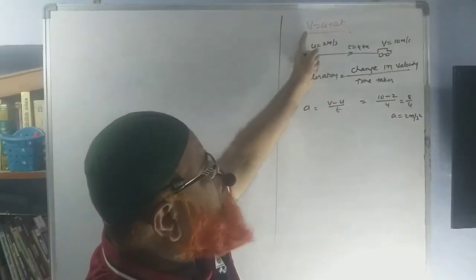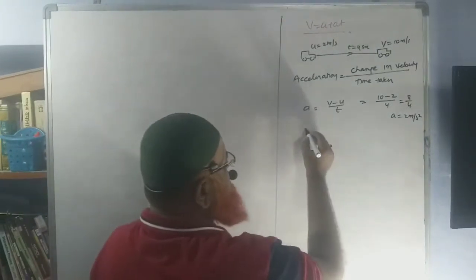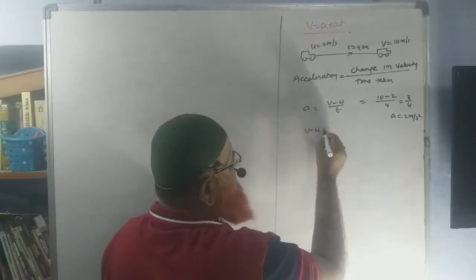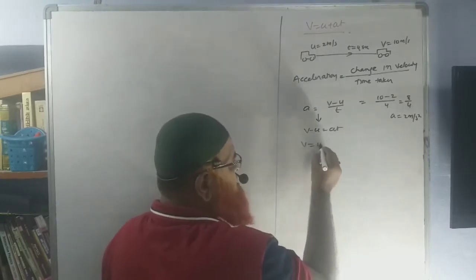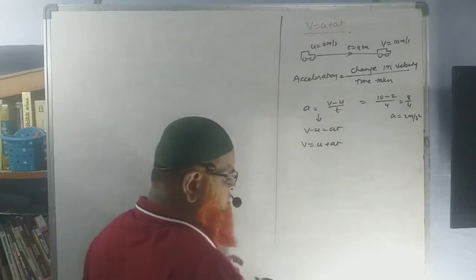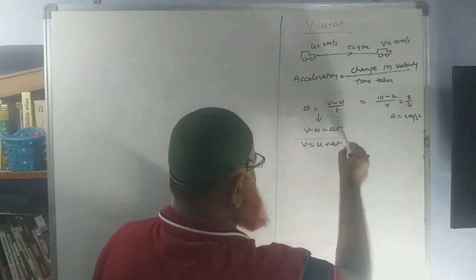But we need to find out the first equation of motion here. So how are we going to find out the first equation of motion? v minus u is equal to at here. From this you are getting this one. So v is equal to u plus at. So we got the first equation of motion here. So this is the first equation of motion.